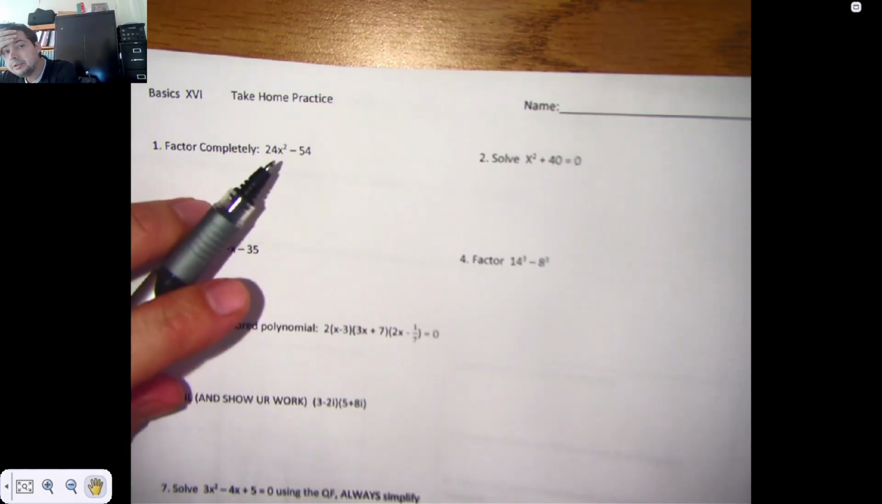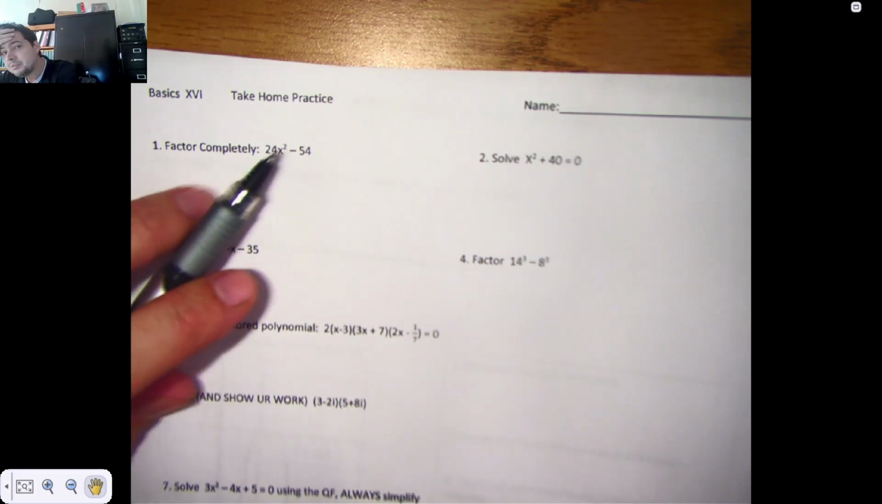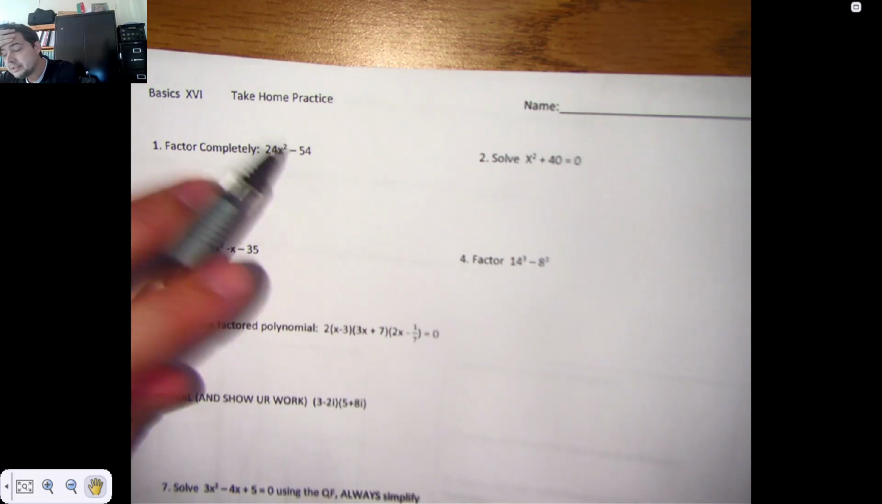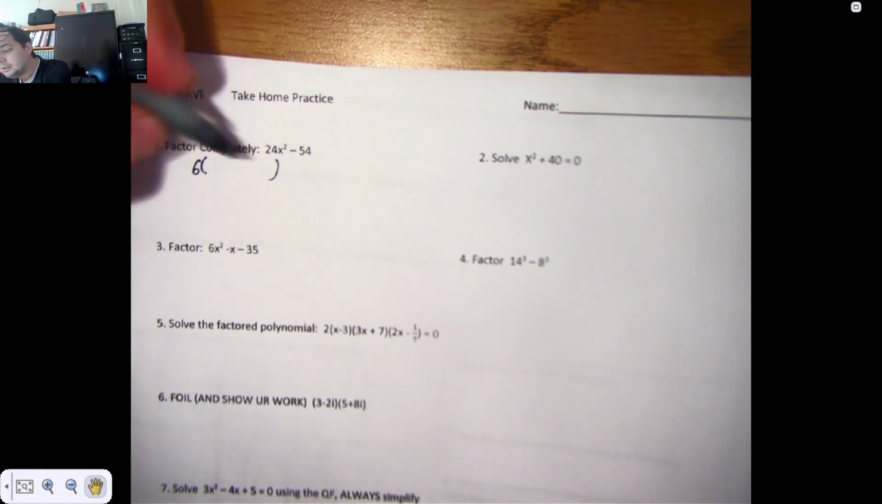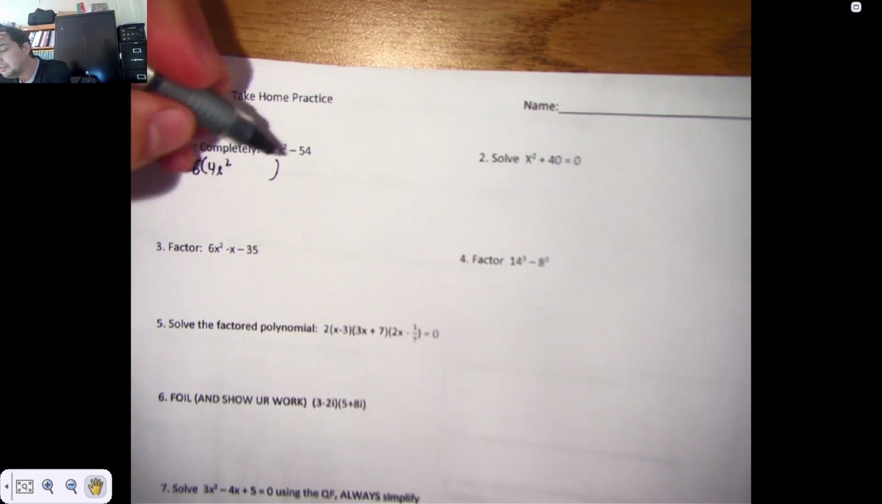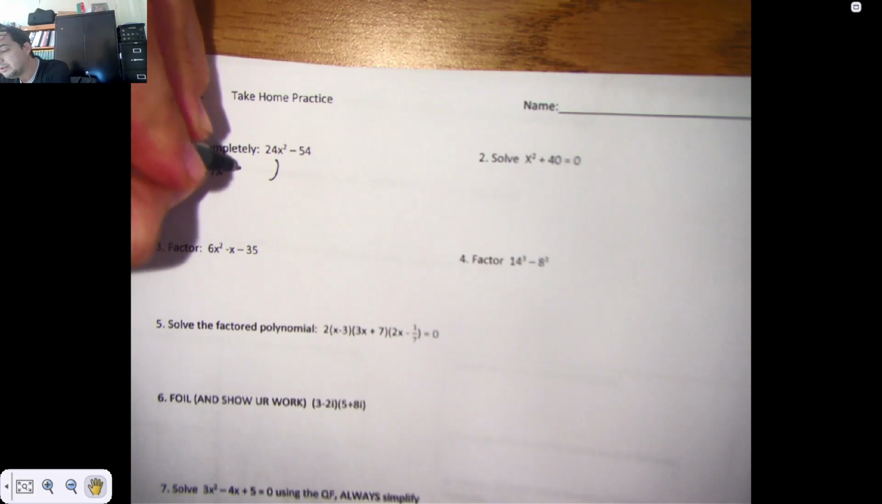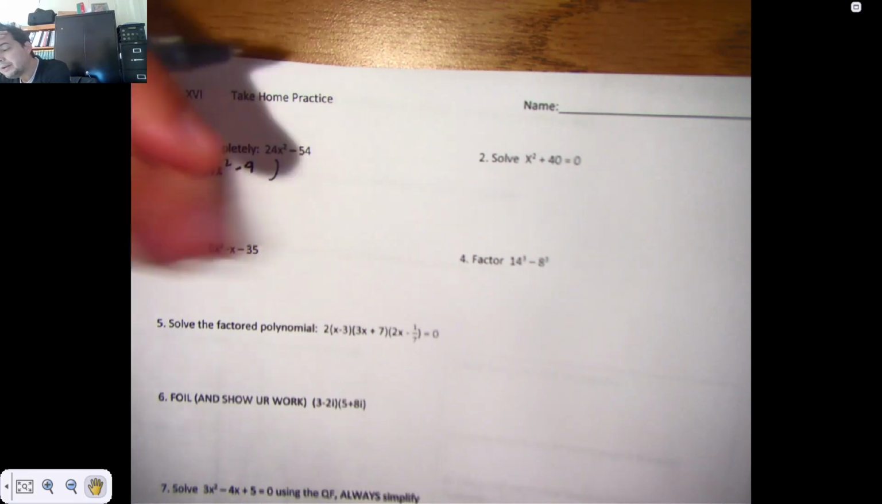Factor completely 24x squared minus 54. So when I glance at these, I notice they're both divisible by 6. That's my first commandment. If you can pull a number, pull a number. So if I pull a 6 from 24x squared, I'd be at 4x squared. If I pull a 6 from negative 54, I'd be at minus 9. It's the only way to factor this particular one, by the way.